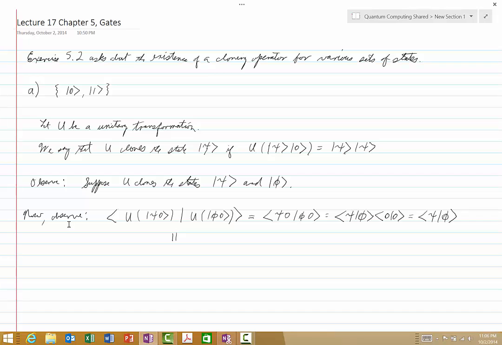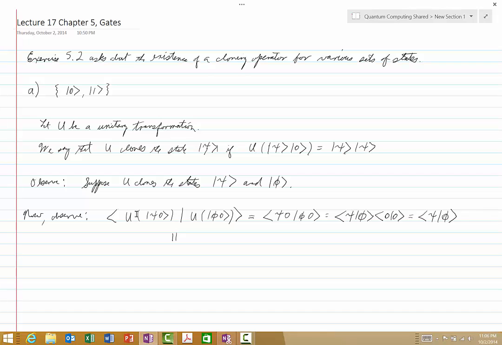Now let's see what we can do with that information. Okay? Well, we're going to calculate the inner product of U of psi 0 with U of phi 0. And don't try to figure out why we're doing this. It will turn out, as we'll see in the end, that this is a convenient thing to do. But for right now, we don't have any particular reason to do it.